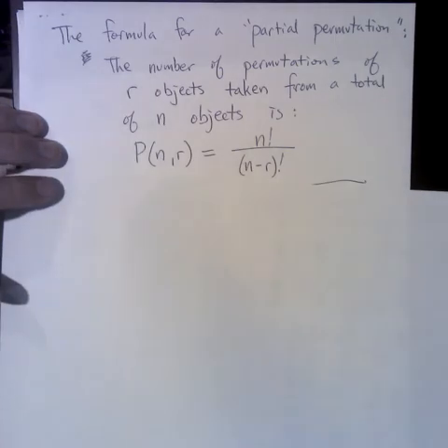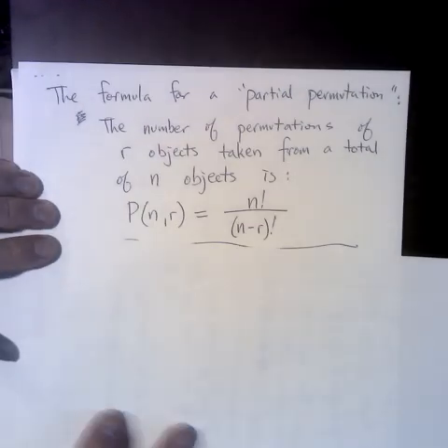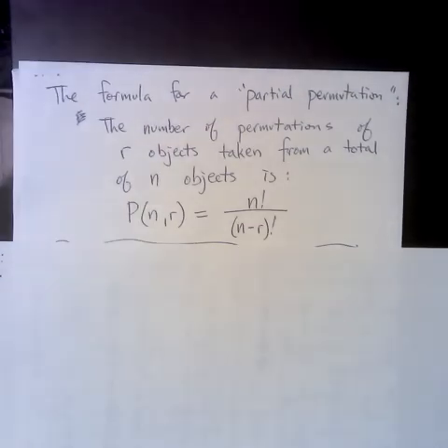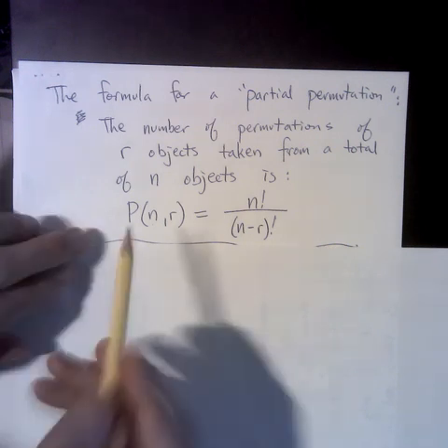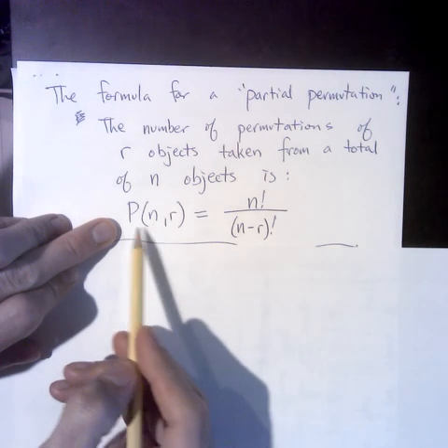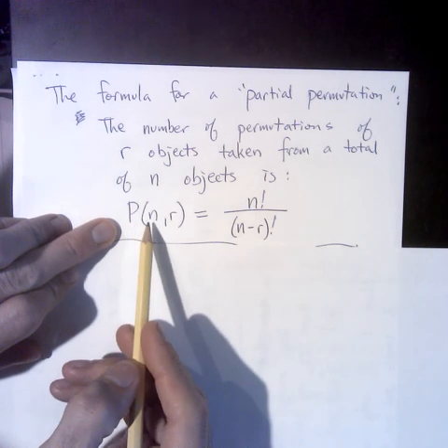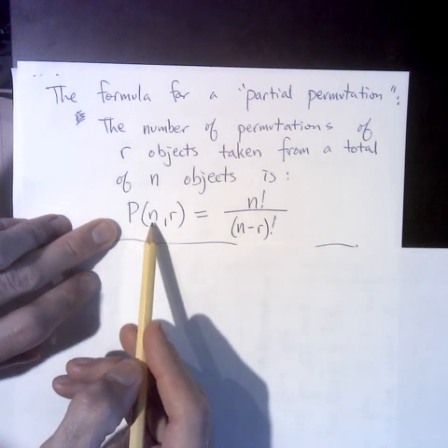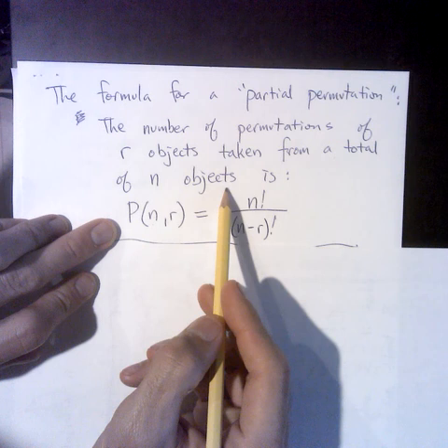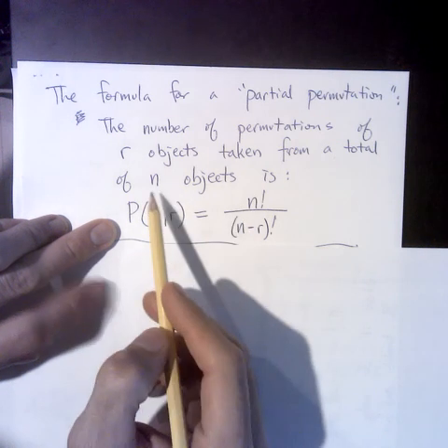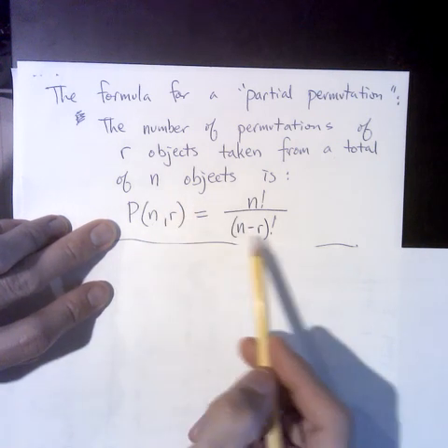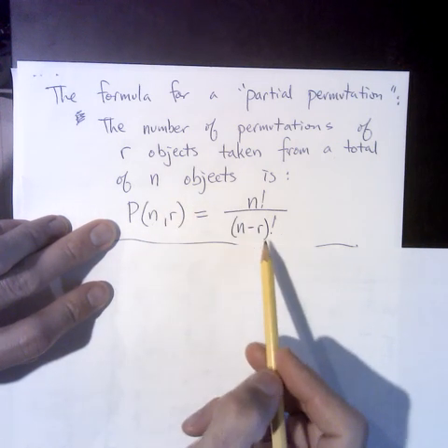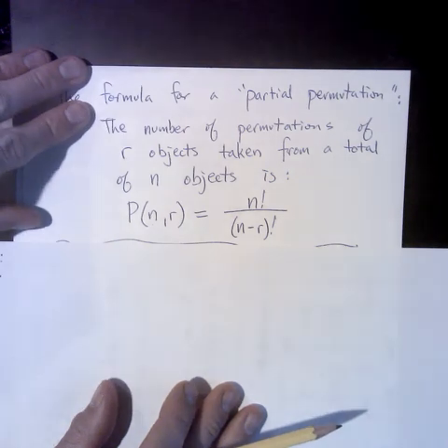In this case, this is called a partial permutation. The number of permutations of R objects taken from a total of N objects, here's the notation that we're going to use, the permutation of R objects taken from N objects. So N is the total and R is the number that we're taking out of that total, is given by this formula, n factorial over n minus r factorial. Let's see how that works out for the last problem.